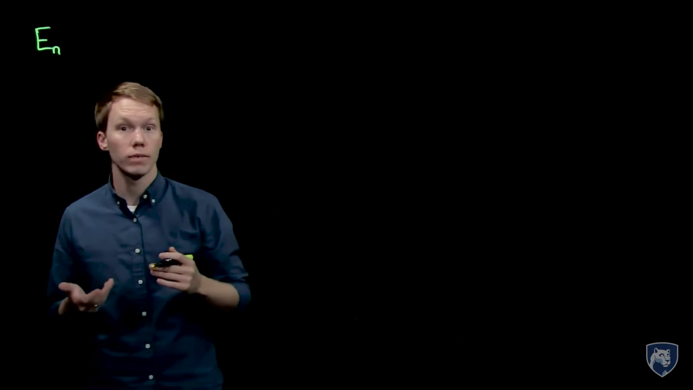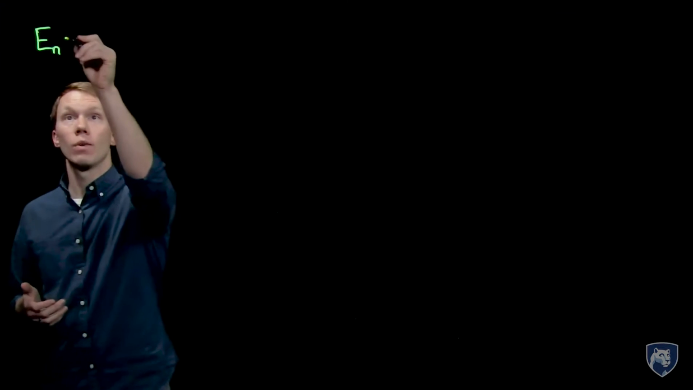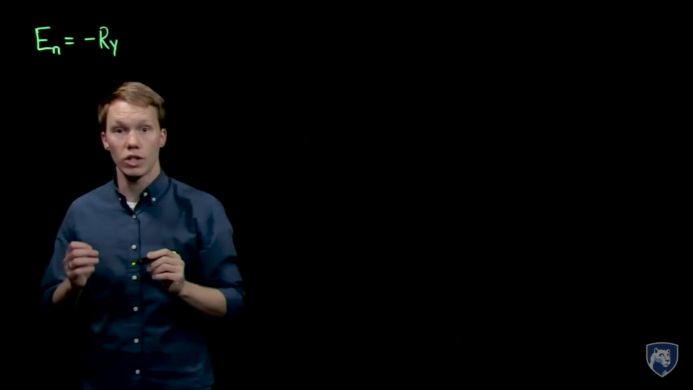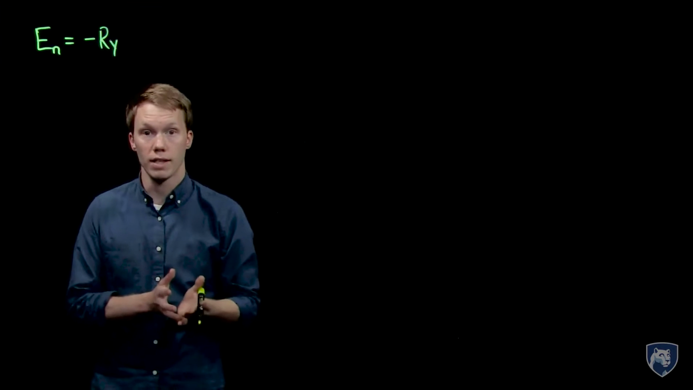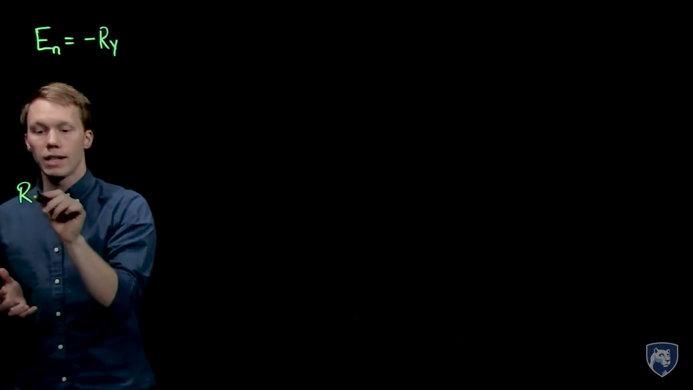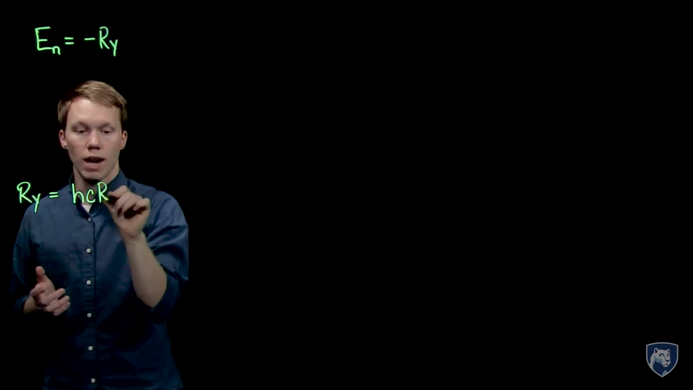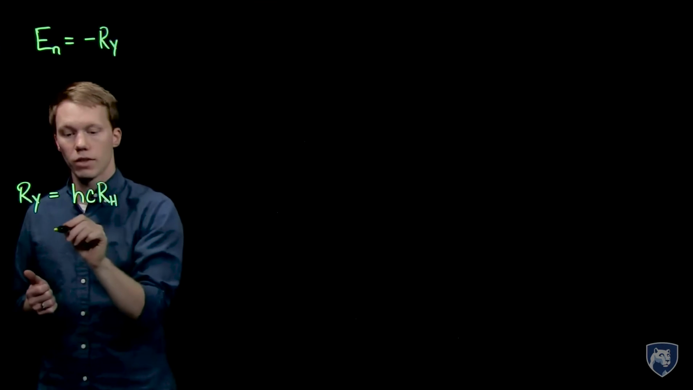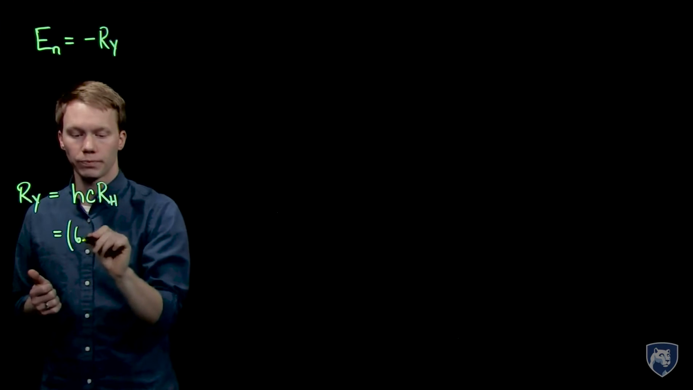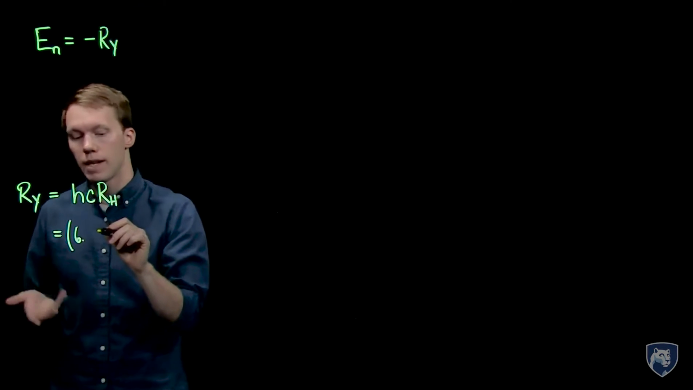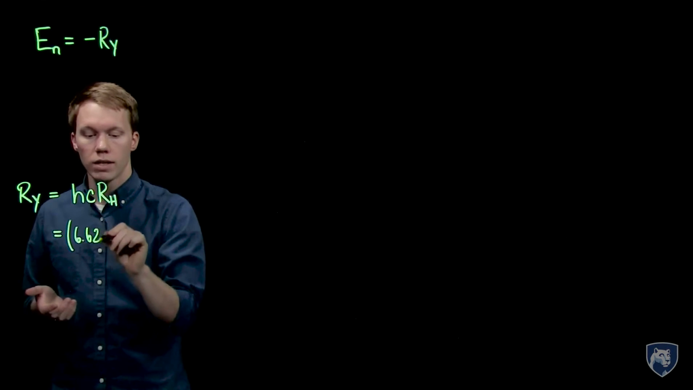according to n equals 1, 2, etc., was equal to the negative of the Rydberg unit, which is different from the Rydberg constant. So the Rydberg unit, so 1 Rydberg, is equal to hc times the Rydberg constant. So if we plug in our numbers here, we can actually solve for this value. So it's going to just be another constant that we can use.